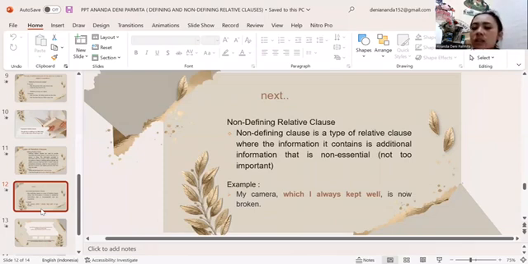Next, for non-defining relative clauses. A non-defining clause is a type of relative clause where the information it contains is additional information that is non-essential, not too important. For example: my camera, which I always keep well, is now broken. Here, which I always keep well is a non-defining relative clause.